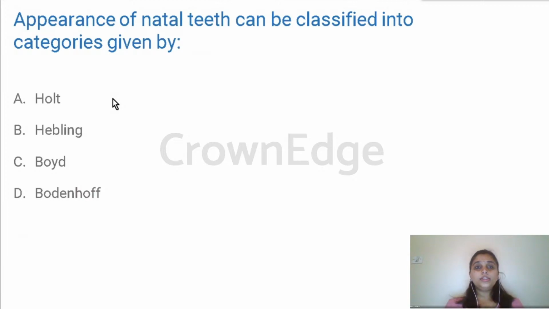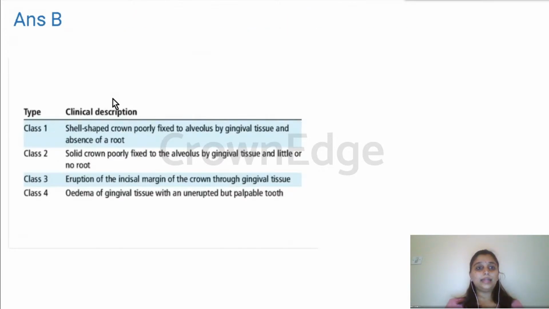So the appearance of natal teeth can be classified into categories given by which author. So you can know the name of the author here. A. Holt, B. Hebling, C. Boyd, D. Bodenhoff. I'm getting multiple answers here. E, A, B. Okay. The answer is B. Okay, it's Hebling. That is why Hebling has come up with a category or a clinical description of teeth.